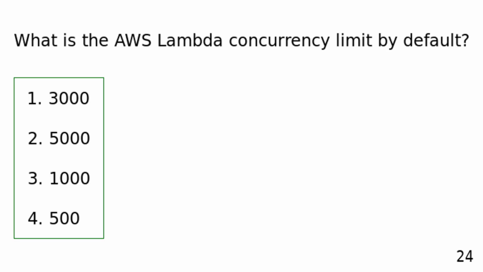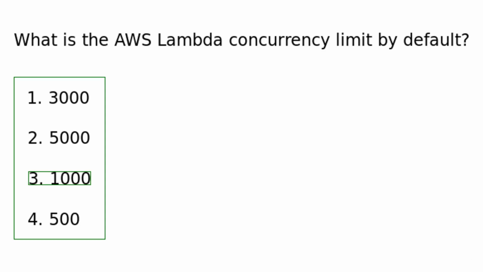What is the AWS Lambda concurrency limit by default? 3,000. 5,000. 1,000. 500. The default concurrency limit for AWS Lambda is 1,000 concurrent executions per AWS account per region.